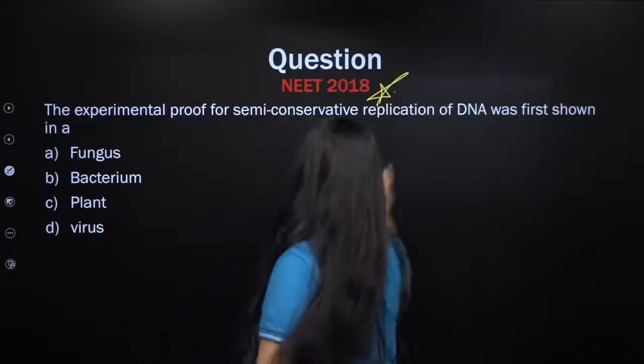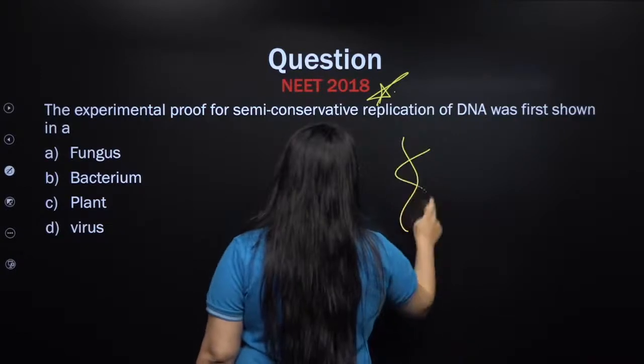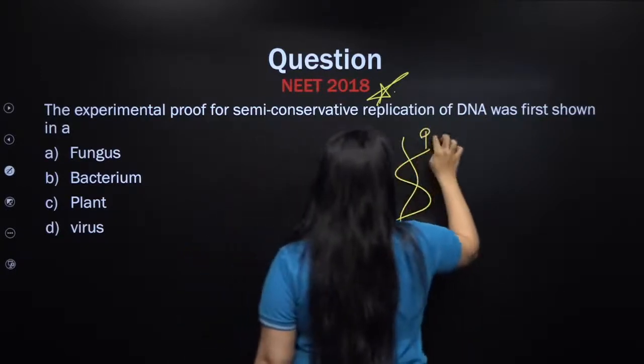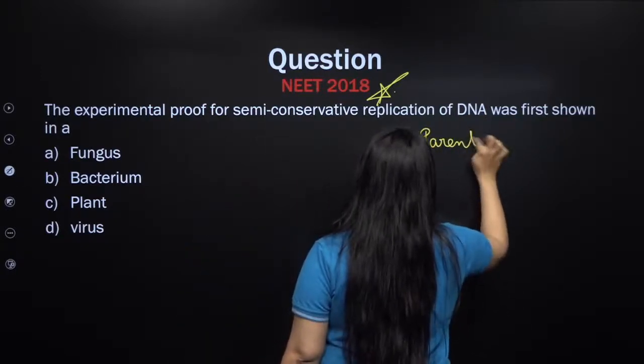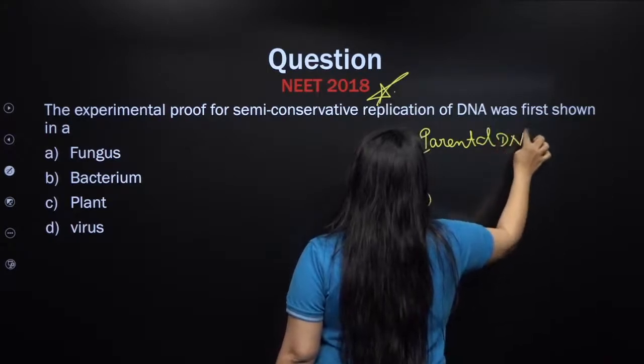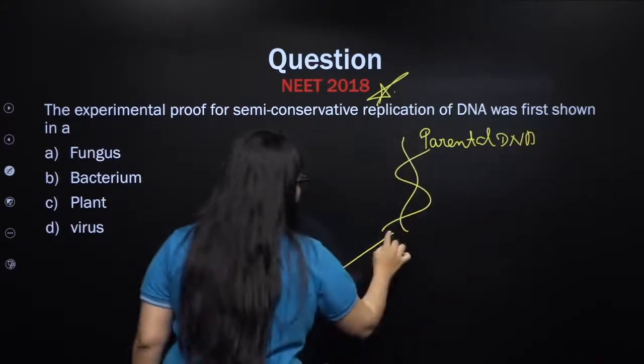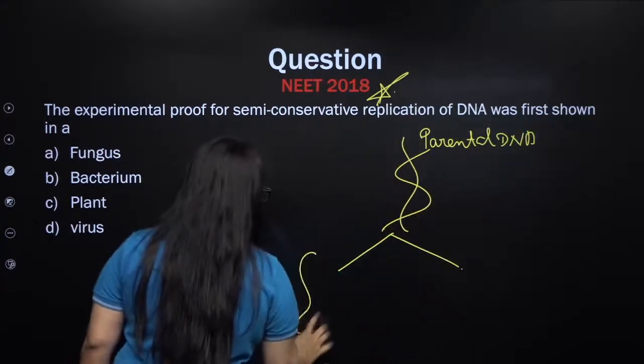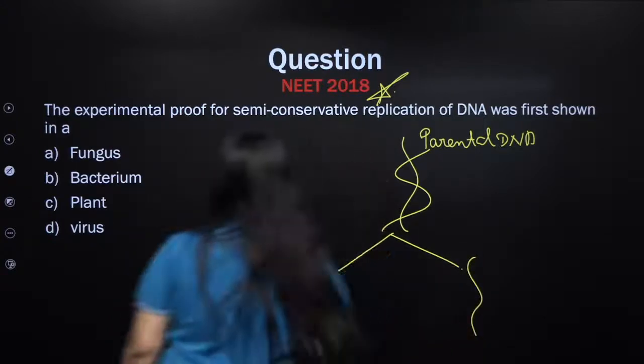That simply means, students, that whenever a parental DNA is going to replicate to form two daughter DNA molecules, each of the two daughter DNA molecules will have one parental strand and one newly synthesized strand. This is known as semi-conservative mode. Let's say this is a parental DNA molecule. When this is going to replicate, it will form two daughter DNA molecules, right?